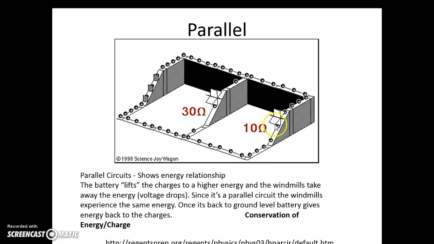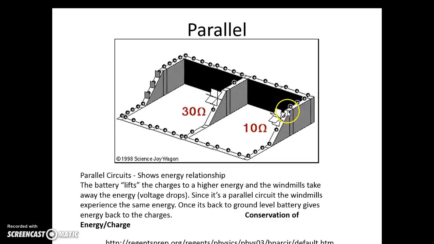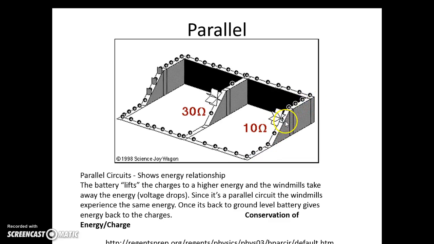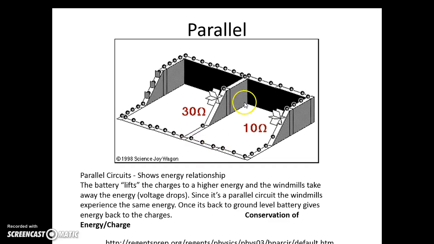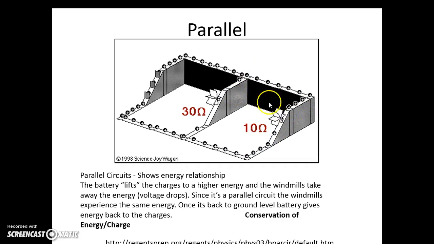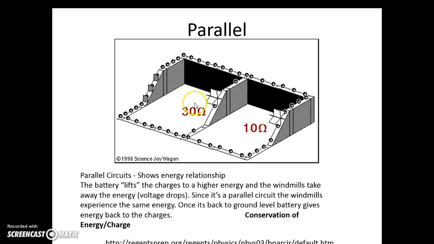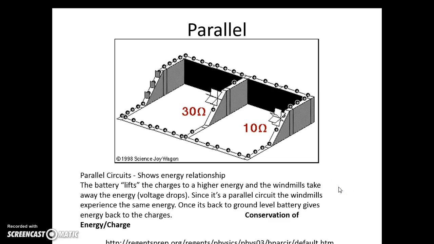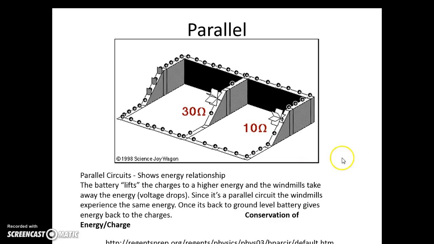And notice this one's easier to push, so more current will go through this. You can see more charge per time. This one's harder to push, so you see fewer charges go by per time. Therefore, the current here is way less than the current right here. But if we were to analyze the motion, they would all equal out in the end. In other words, this current here plus this one equals that. So again, in the AP, they like to know if you understand the energy relationship between these types of circuits.